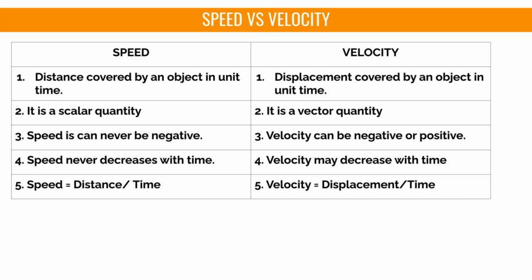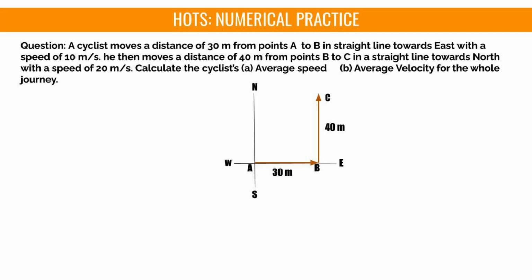Velocity is the displacement covered per unit time. Formula is velocity equals displacement divided by time. It is a vector quantity. It can be positive or negative.